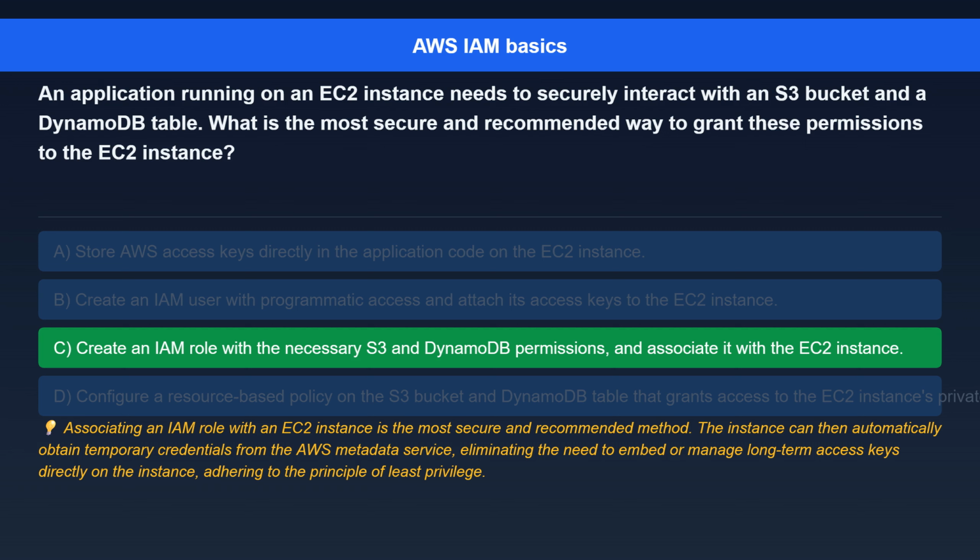Associating an IAM role with an EC2 instance is the most secure and recommended method. The instance can then automatically obtain temporary credentials from the AWS metadata service, eliminating the need to embed or manage long-term access keys directly on the instance, adhering to the principle of least privilege.